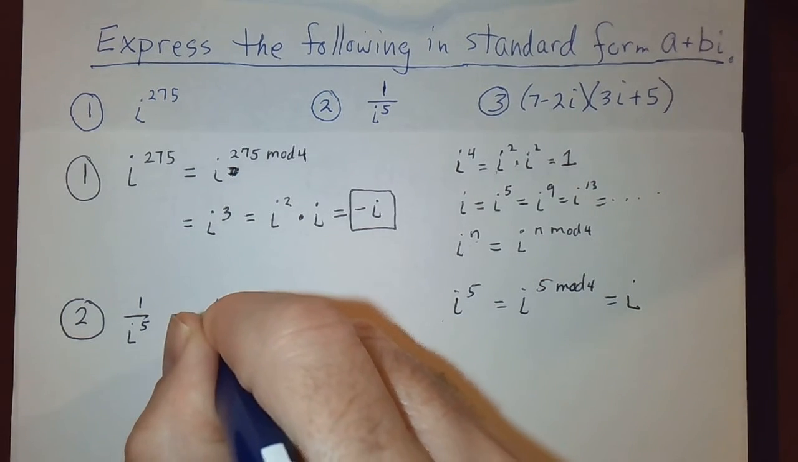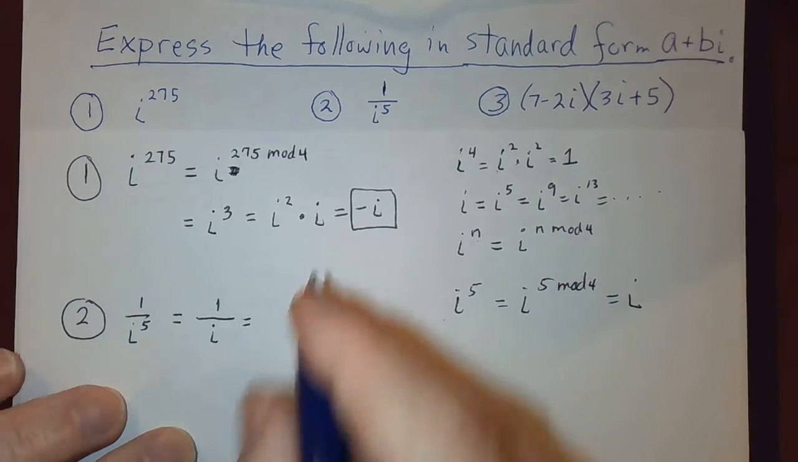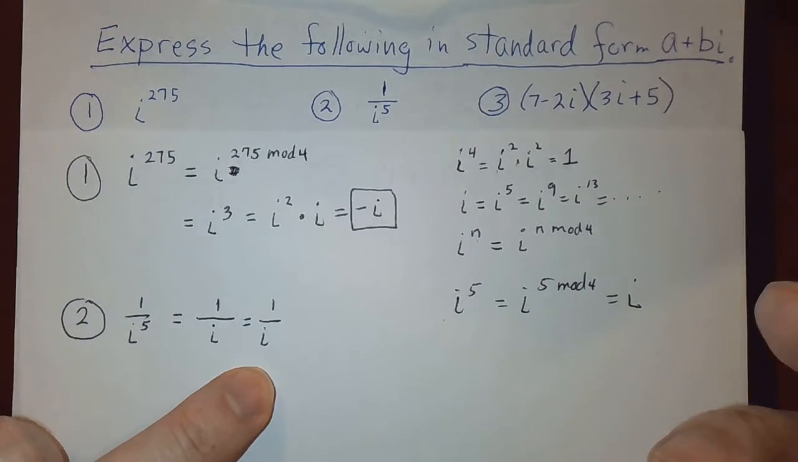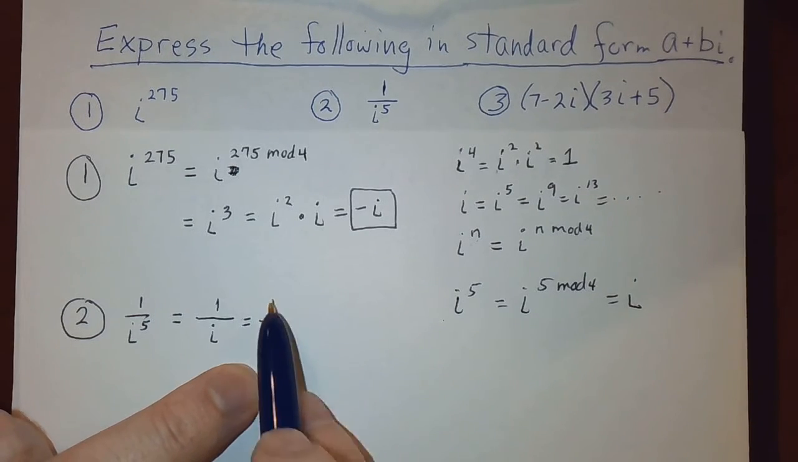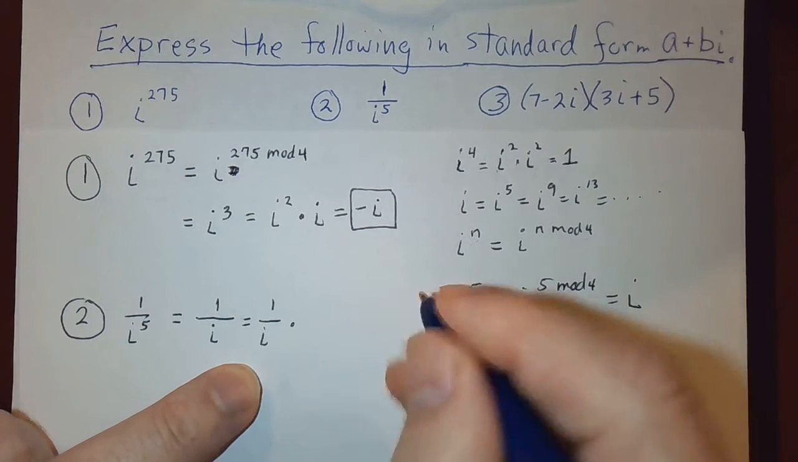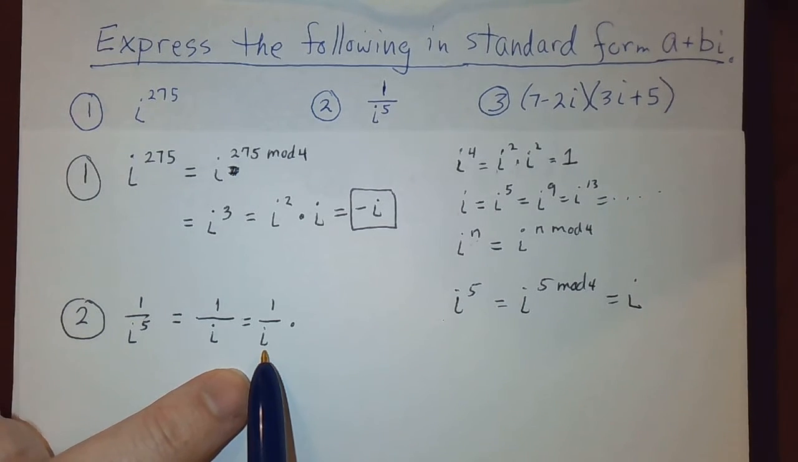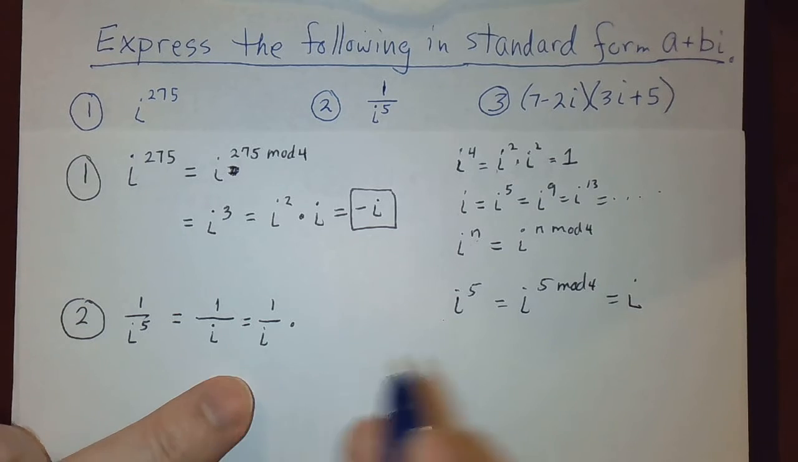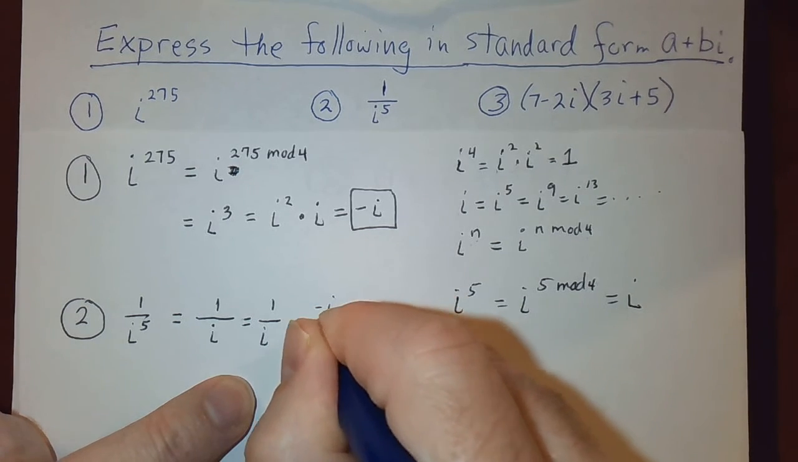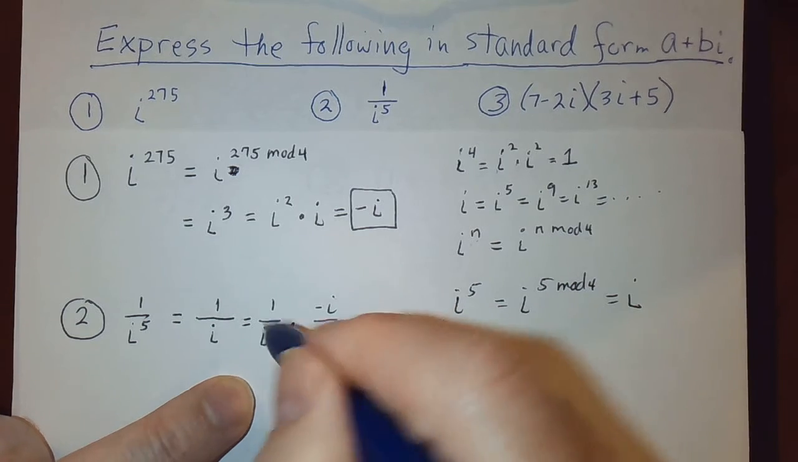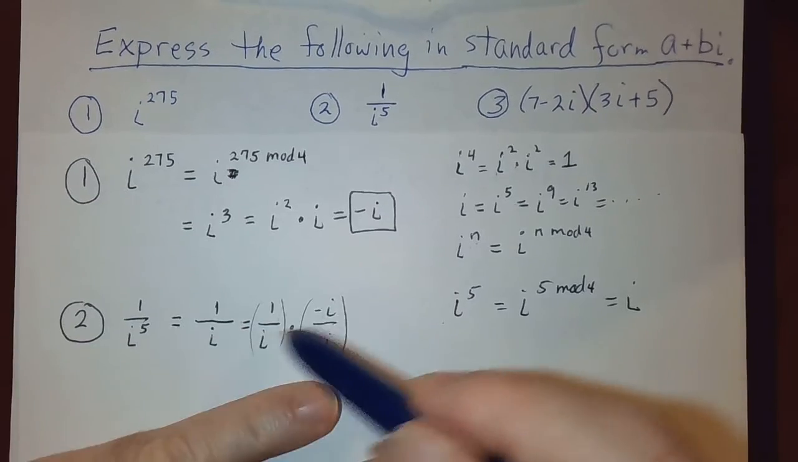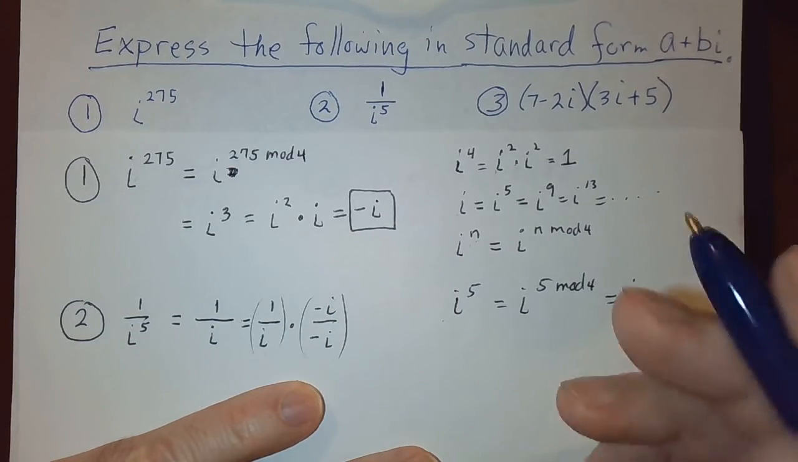So 1 over i. Now, remember how we take a quotient like this. We multiply the top and bottom by the complex conjugate of the bottom. i has a complex conjugate of negative i. You can think of this as 0 plus 1i. Well, the complex conjugate is 0 minus 1i, or just negative i. So I'm multiplying these two fractions together, and note we're not changing the value because negative i over negative i is just a 1.